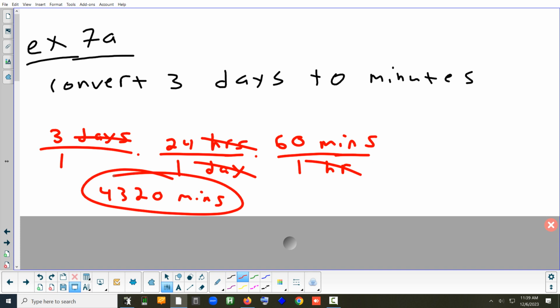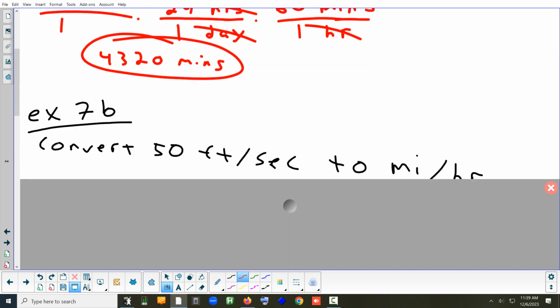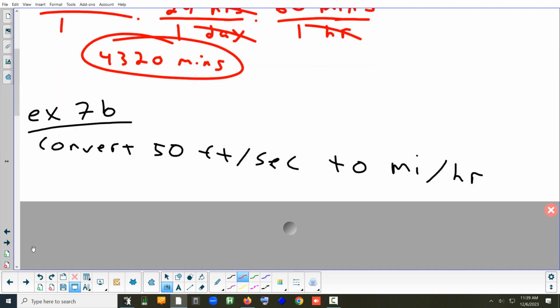So any question on converting from days to minutes? That problem just dealt with a final answer that had a single label. Now we're going to look at something that has two. I'm starting with feet per second, and I want to convert that to miles per hour. So I need to do a conversion with a distance and another conversion with the time.